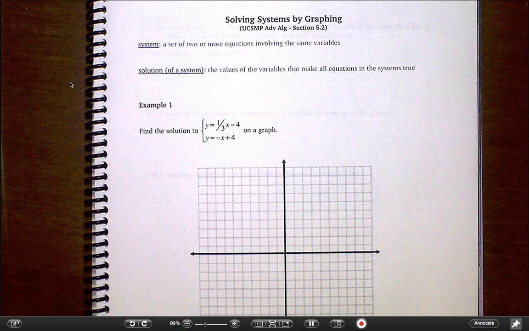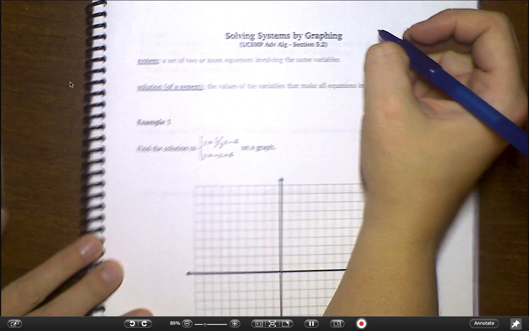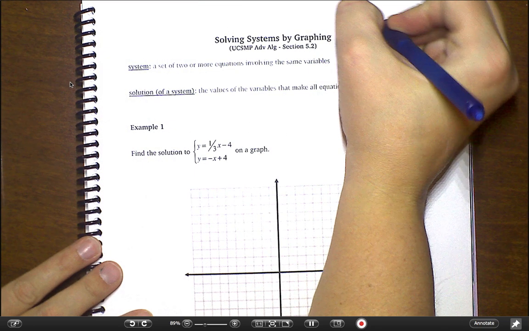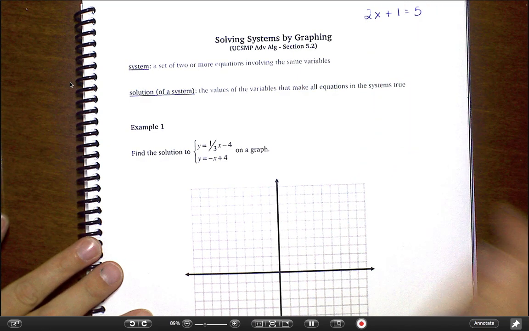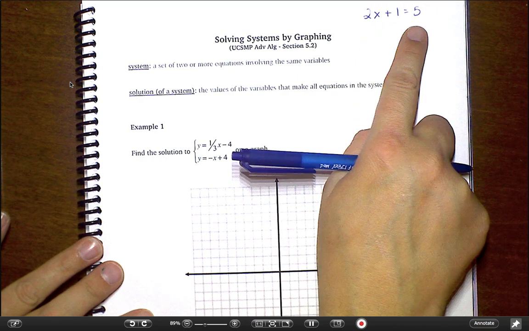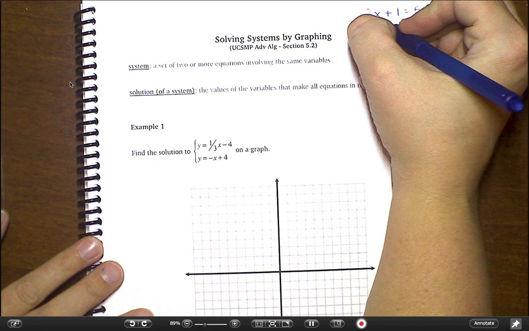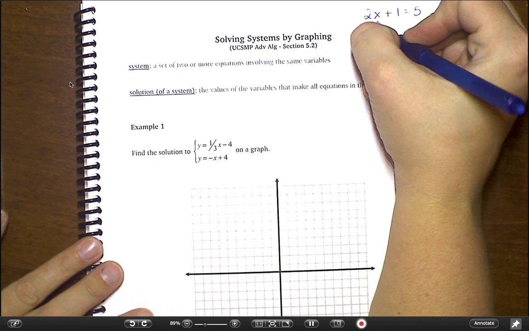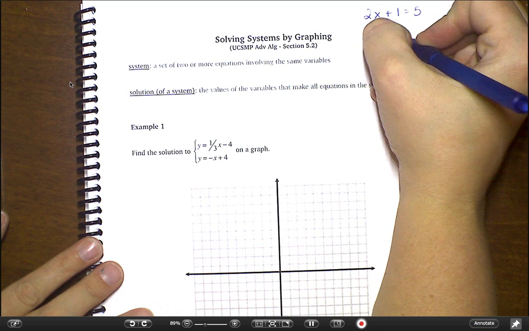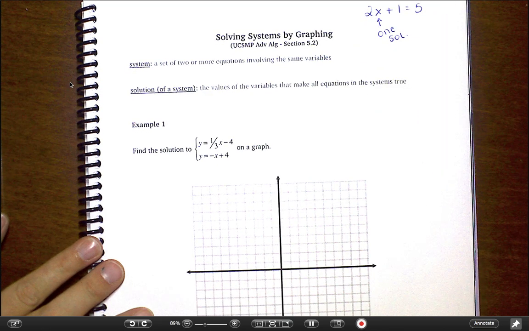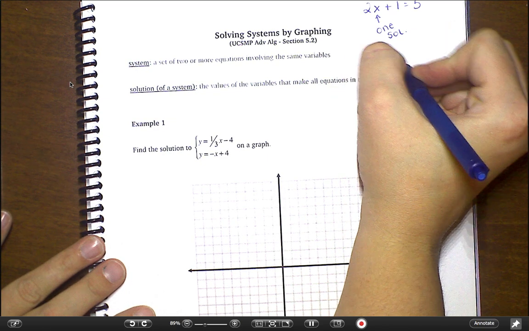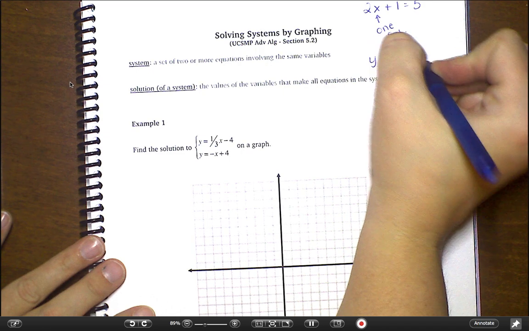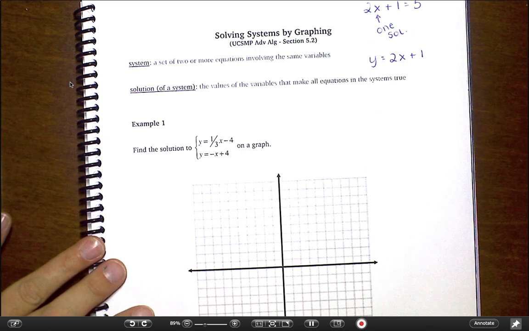So what I want to point out is when we have an equation that's just in one variable, for example, 2x plus 1 equals 5. Because there's only one variable and we have it equal to a number over here, there is one possible solution here. There's only one possible value that makes this equation true. Okay? As opposed to if I write it like this, y equals 2x plus 1. Now I have lots of solutions.